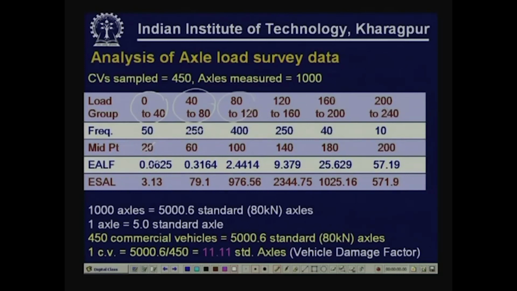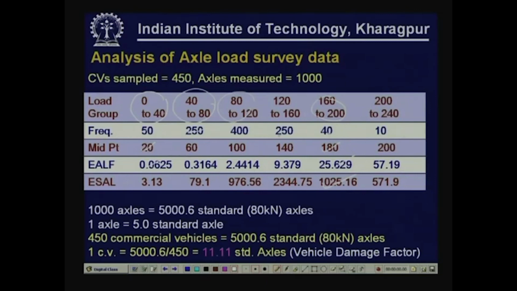Similarly, for the 160 to 200 load range group, if you have 40 axles, the midpoint of this will be 180, the equivalent axle load factor will be 25.629, 180 divided by 80 to the power 4, and this multiplied by 40 is the equivalent number of 80 kilonewton standard axle loads. So, that is the equivalence of 40 loads ranging between 160 to 200. Similarly we can work out equivalent standard axles for each one of these load groups, knowing the frequency for each load group.